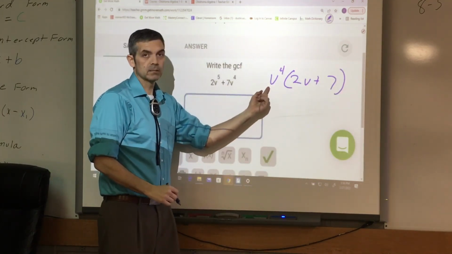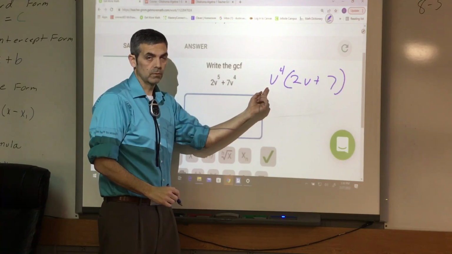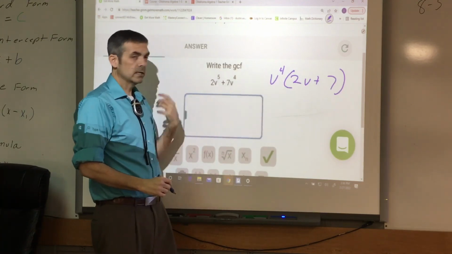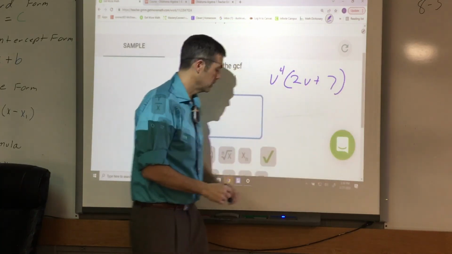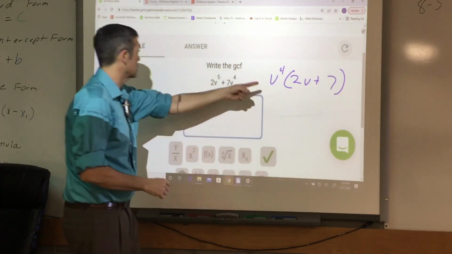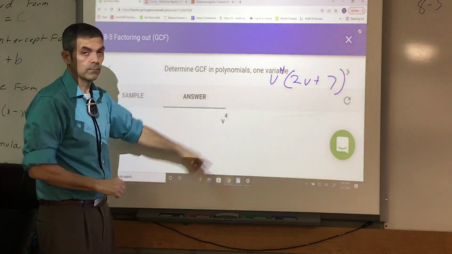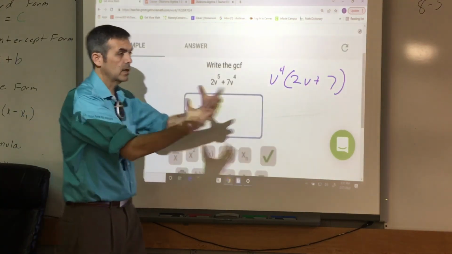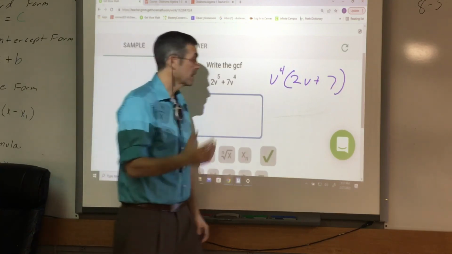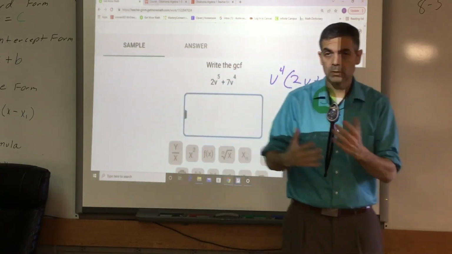This is my greatest common factor, v to the 4th. So I pulled out as much as I can, and that leaves me here. Glad I did one more, because that's good. v to the 4th, and that's what you're looking for. What is the greatest number I can pull out? If you can do this, you're going to be in a good spot.